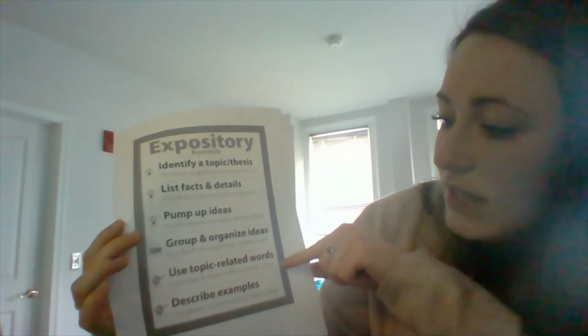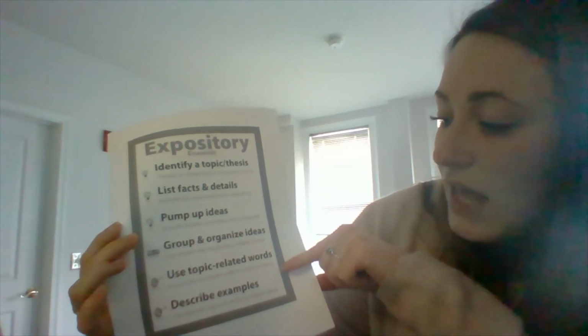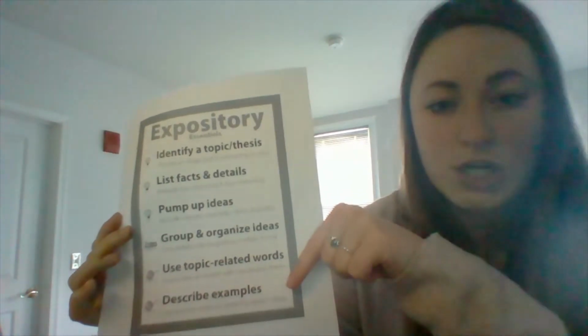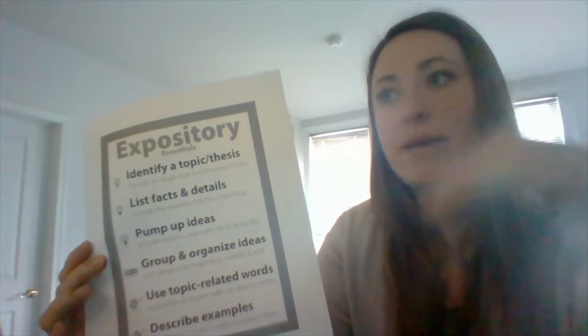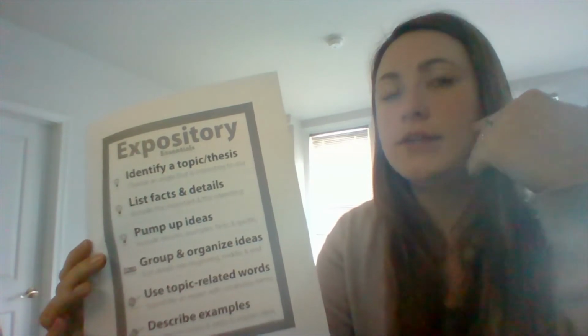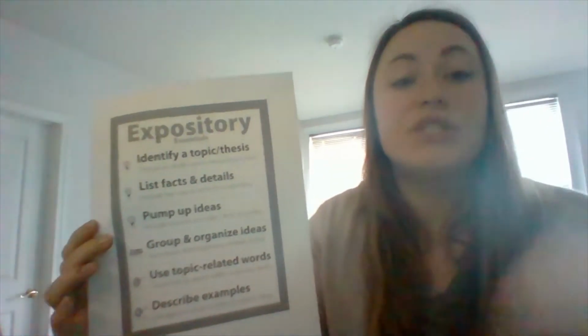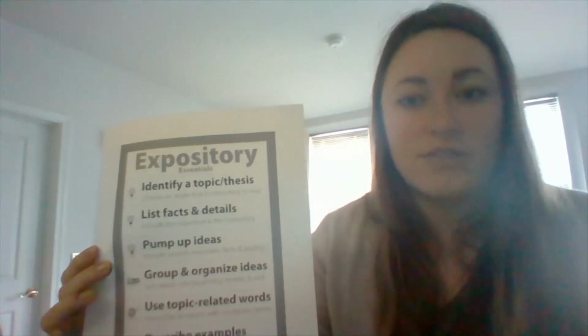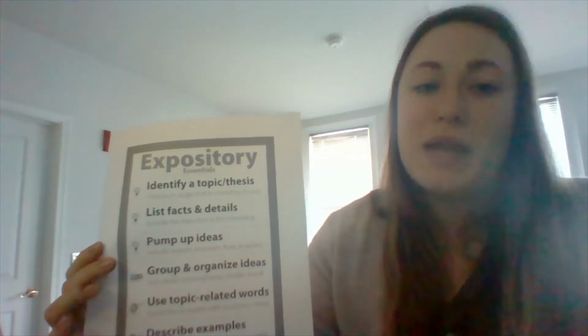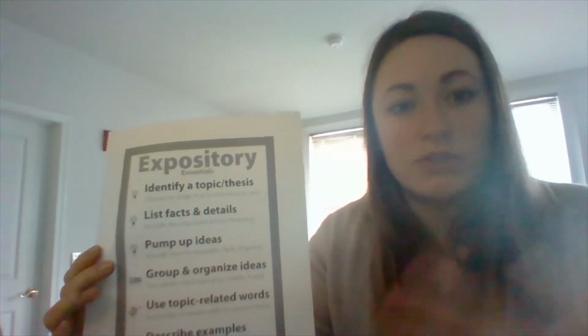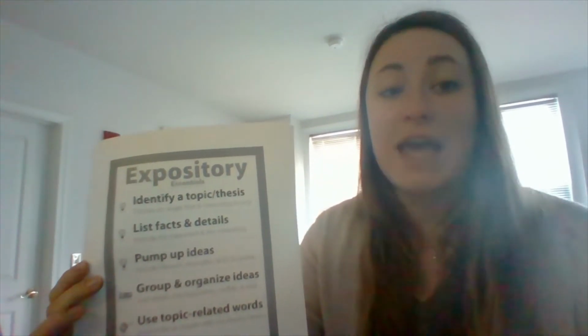Use topic-related words. Sounds like an expert with vocabulary terms. So for me, I'm talking a lot about John Muir and nature. He wanted to conserve and preserve nature. Those are two vocabulary words that naturalists and scientists would use. So I'm going to continue to use those vocabulary words in my writing so that I sound like an expert on the topic.